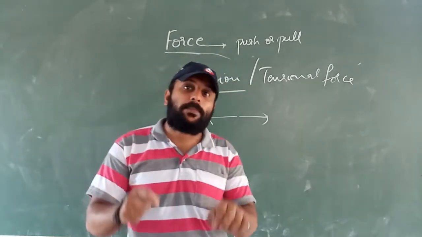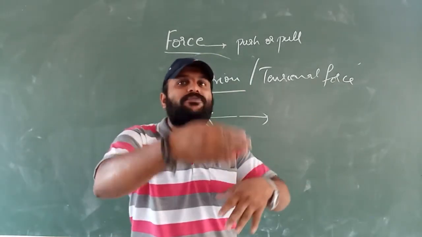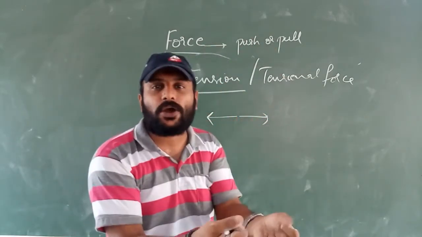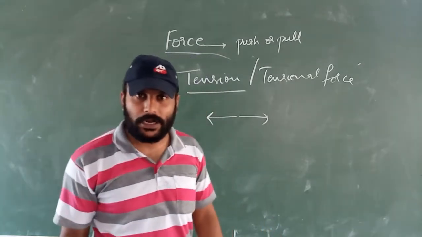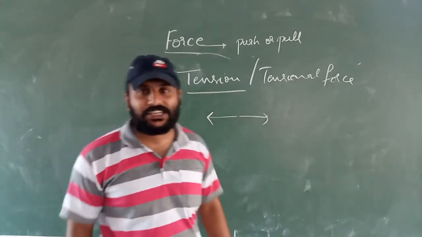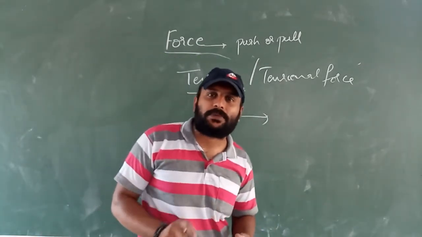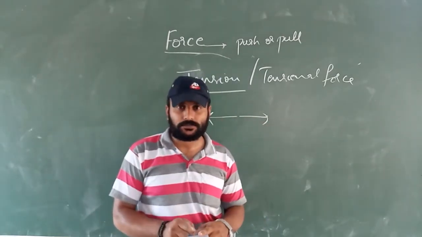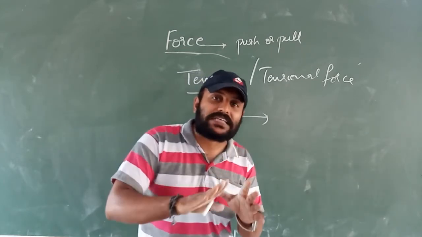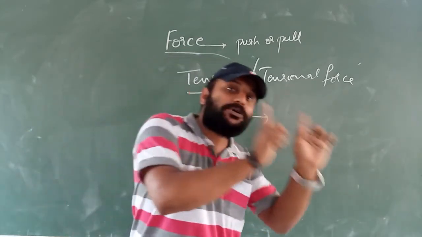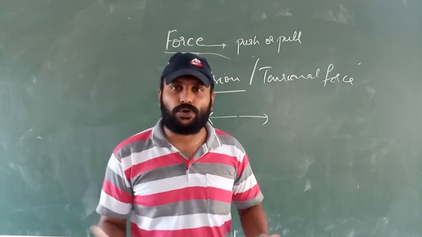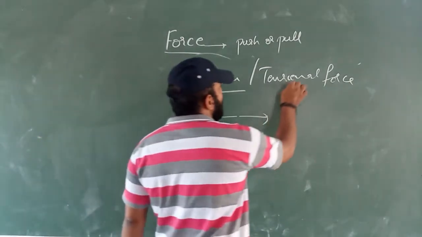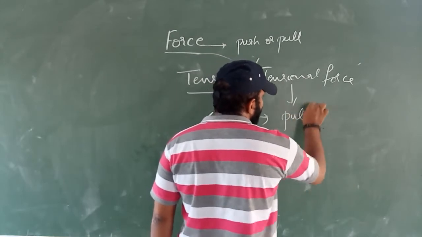Understood? When the applied force is greater than the tensional force, at that moment the string or the rope will break. So tension or tensional force is nothing but the force exerted by the string or the object, and it always acts opposite to the applied force. Understood? One more important point: tension force is always a pulling force.